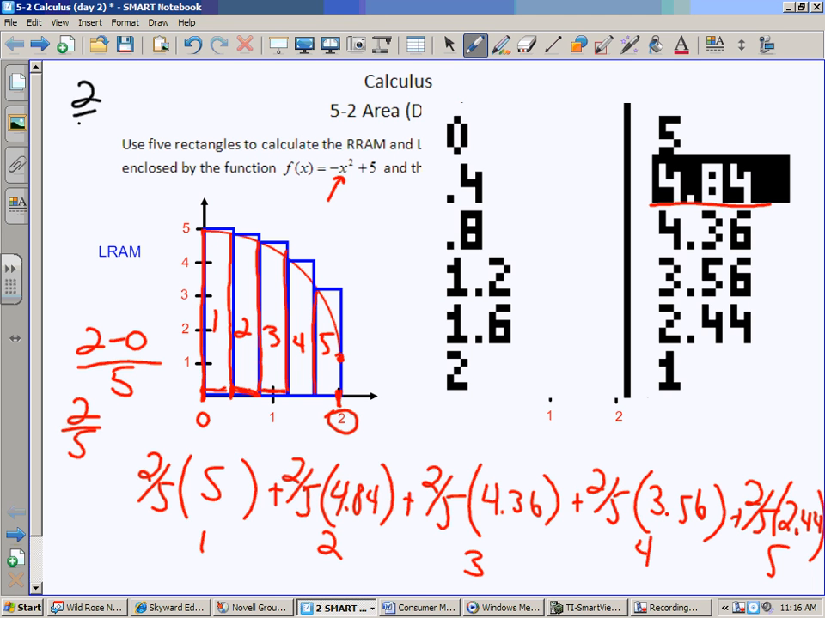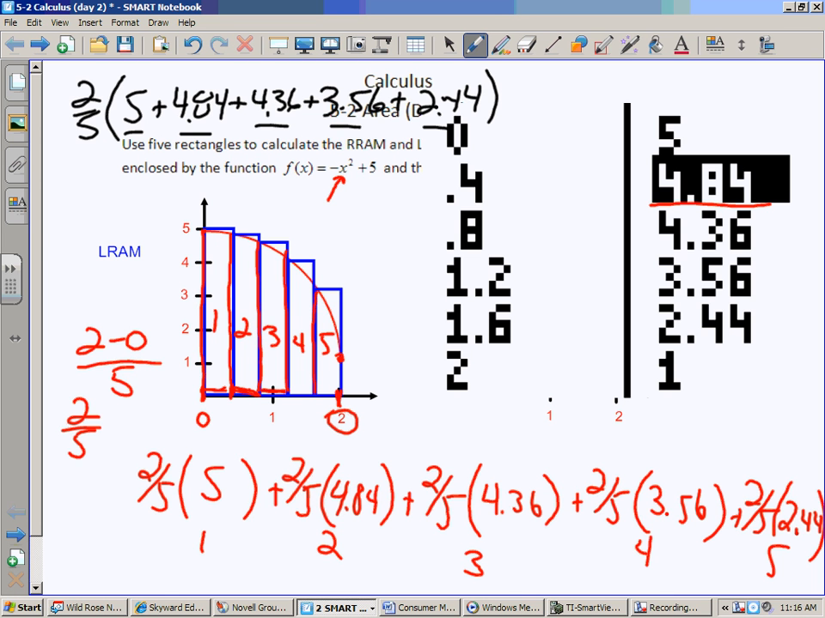All right, 2/5, and then just done 5 plus 4.84 plus 4.36 plus 3.56 plus 2.44. The reason I caution showing you that right away is how many people you think then put plus 1 and keep going. A lot of people go too far. But if you have 5 rectangles, 5 heights, right? That'll tell you when to go. Either way is going to get you to the answer. So go ahead and do that math right now.